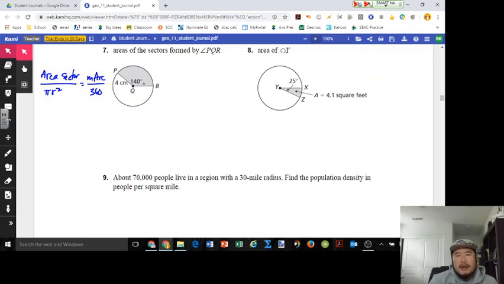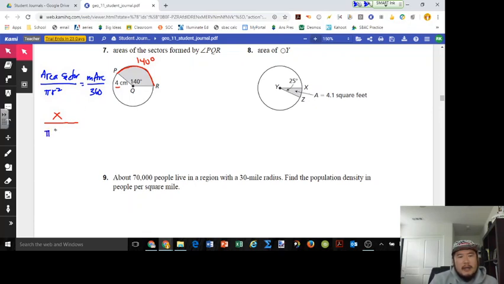So let's see what we could figure out right here. Remember, we have our central angle is 140. So what that tells me is the measurement of this arc right here is 140 degrees. So we can go ahead and plug that in over here. They also give you the radius, which is 4 centimeters. So what is unknown is now the area of the sector.